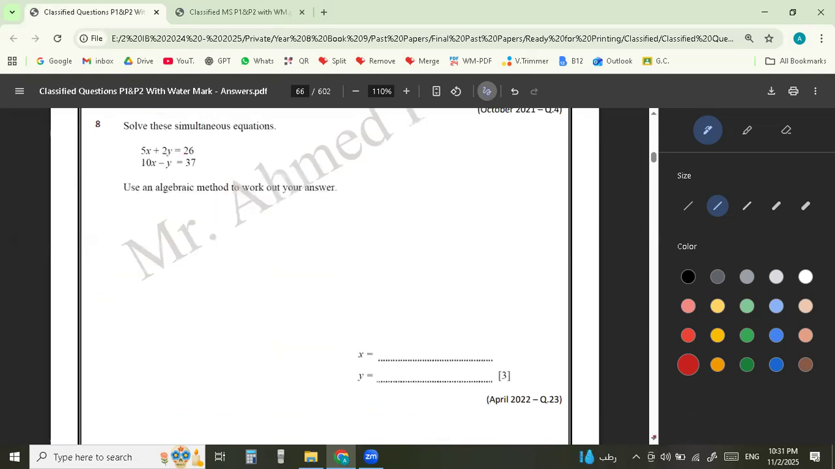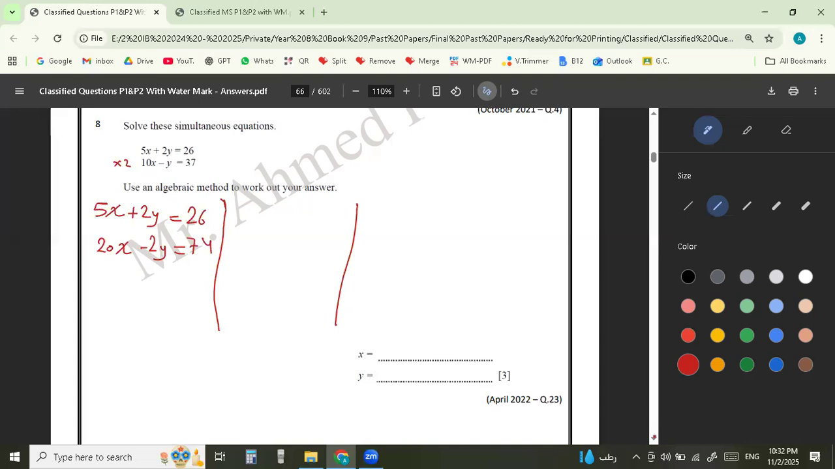Here, solve the simultaneous equations. Mister, I cannot eliminate. There is nothing that is ready for elimination. Good, no problem at all. Let's do it. I'm going to multiply the second equation by 2. So the new equation is going to be what? I have 5x plus 2y equals 26. I got here 20x minus 2y equals, times 2 here, is going to be exactly 74.